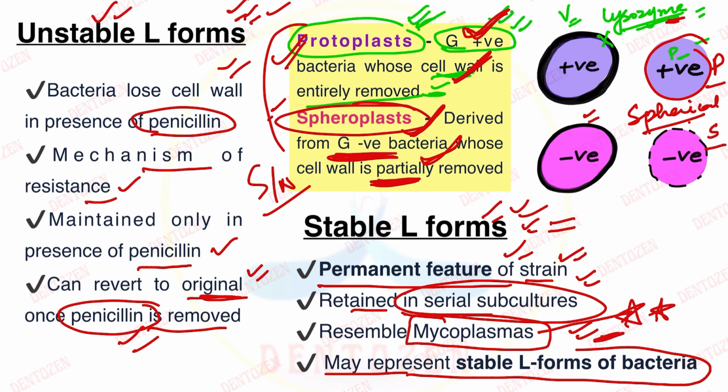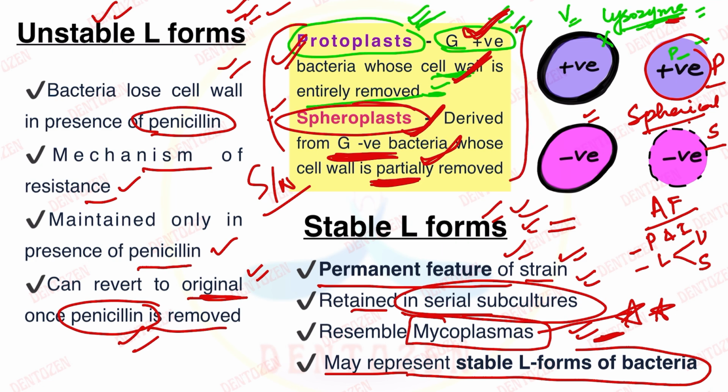So we have discussed the different atypical forms of bacteria, that is pleomorphic bacteria and involution forms. Then we discussed the L forms which can be of two types, unstable and stable L forms. Also we discussed protoplast and spheroplast which can be important short note and viva question.